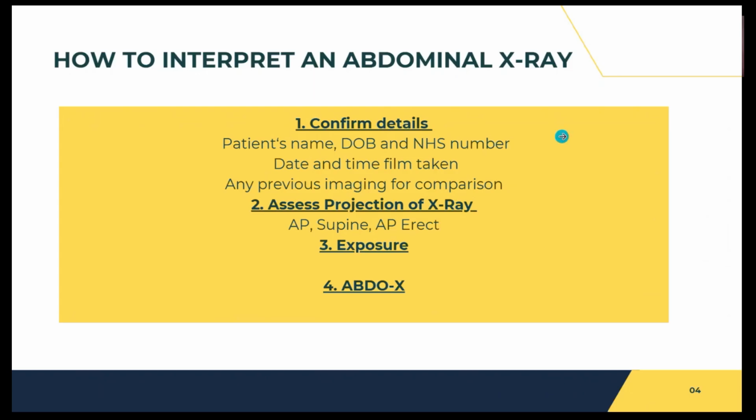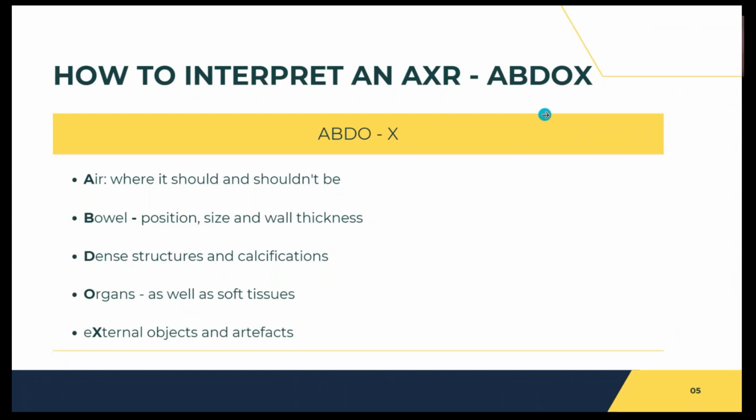Then I assess the projection. Most abdominal x-rays are supine AP, but sometimes you'll get an erect x-ray if you're looking for free air. But remember, supine abdominal x-rays are poor at detecting pneumoperitoneum, which is air in the peritoneum. Afterwards you look at exposure and then ABDO-X. So what is ABDO-X? This is a mnemonic that we use in Leicester. It's quite useful to use.